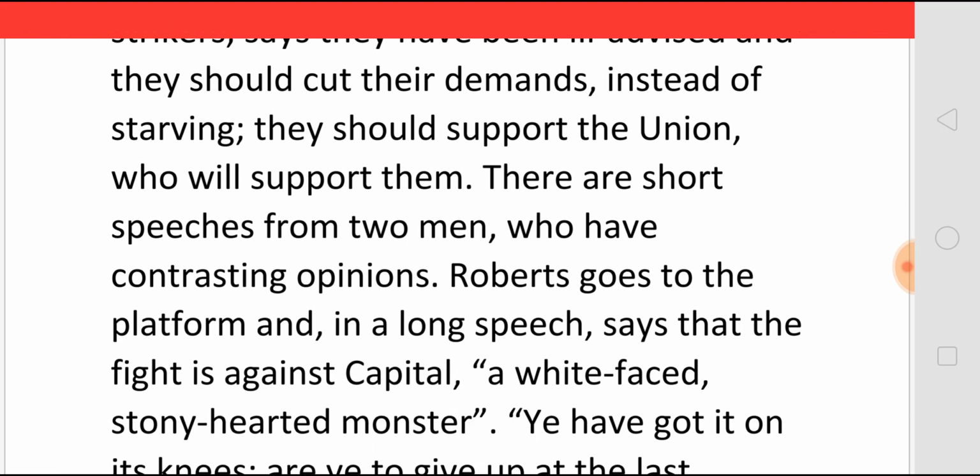And he says that they should support the union, and that the union will also support the workers. As this is going on, we find that there are short speeches from two men, which allow us to understand the mindset of the workers, because both the men have contrasting opinions. At that time, Roberts comes there and he speaks to the people.